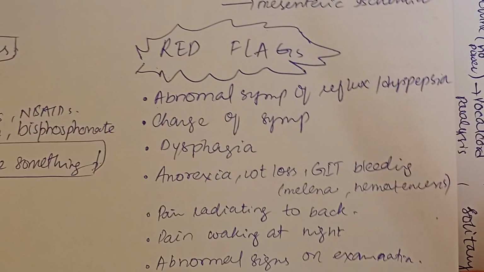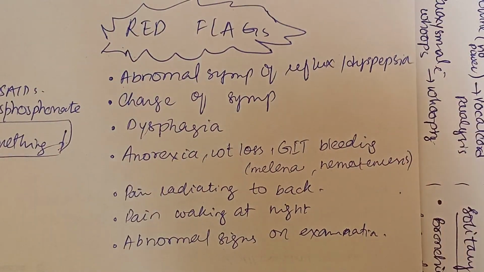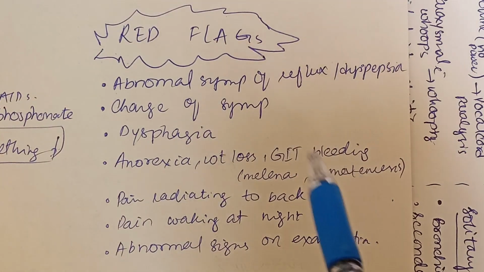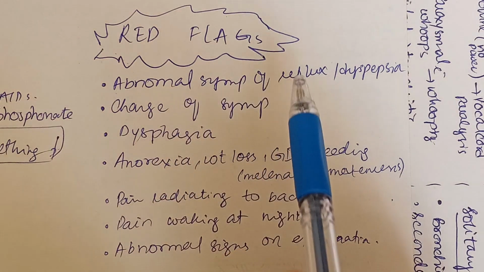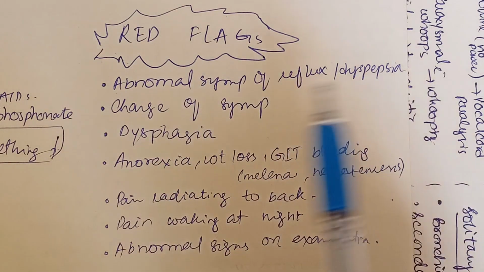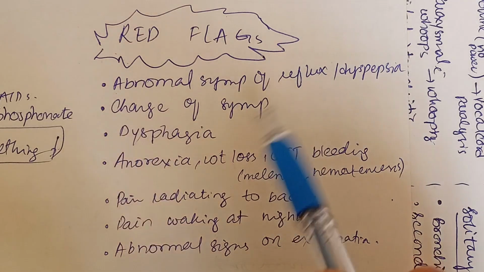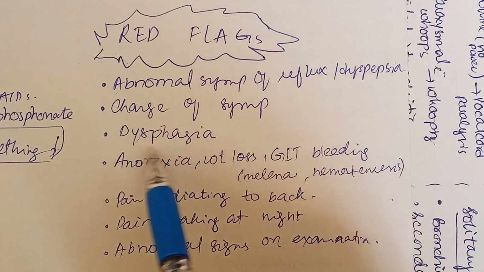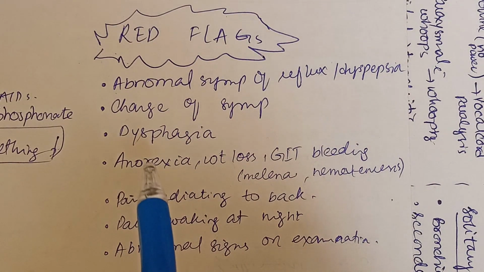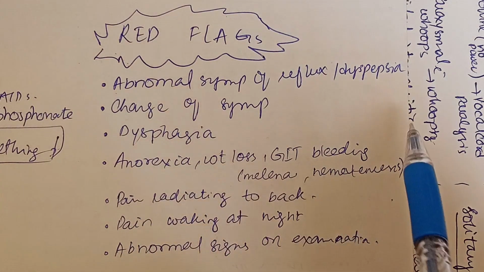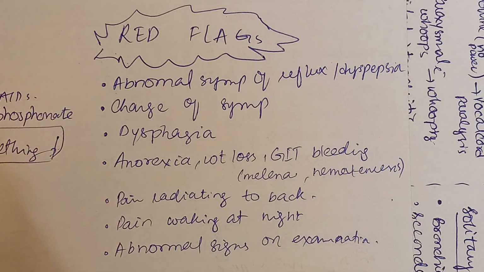Now coming towards a very important part of our video, that is red flags. Red flags are very important, and you should search for red flags in every patient who is coming with dyspepsia. Number one, we have abnormal symptoms of reflux or dyspepsia. The symptoms are changing with the span of time, and are associated with dysphagia. The patient also has anorexia, weight loss, or history of GIT bleeding like melena or hematemesis.